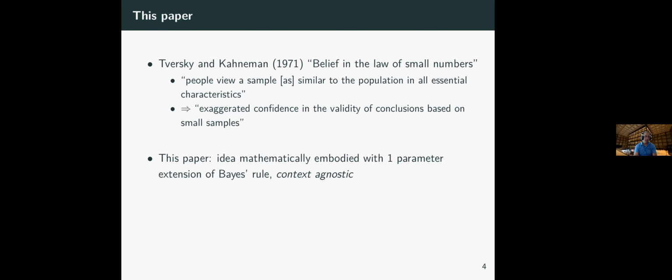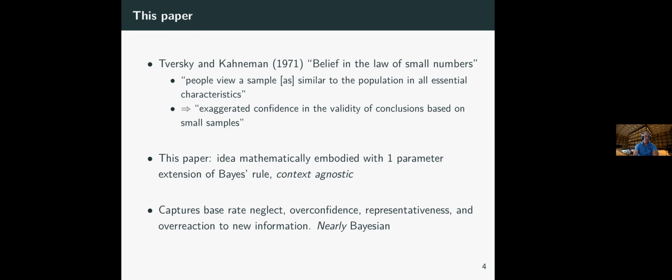So what is this paper? I'm going to take this psychological idea of the belief in the law of small numbers. I'm going to show you how you can completely mathematically embody this as a one parameter extension of Bayes' rule, which nests Bayes' rule as a specific parameter case. And because of this, it's going to be completely context agnostic. On the next slide I'm going to show you the functional form. I'm not going to specify any DGP at all. I'm just going to write Bayes' rule with an extra parameter to show a distortion. And it's going to capture things like base rate neglect, overconfidence, representativeness, overreaction to new information. And a key feature is that it's going to be nearly Bayesian.